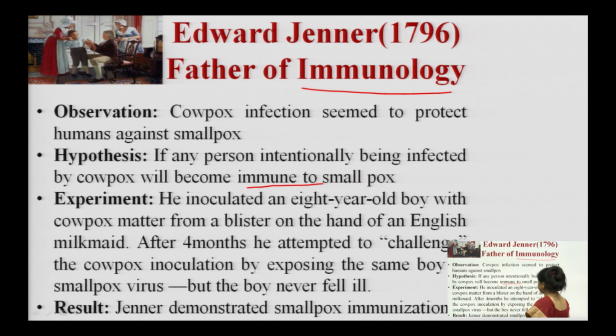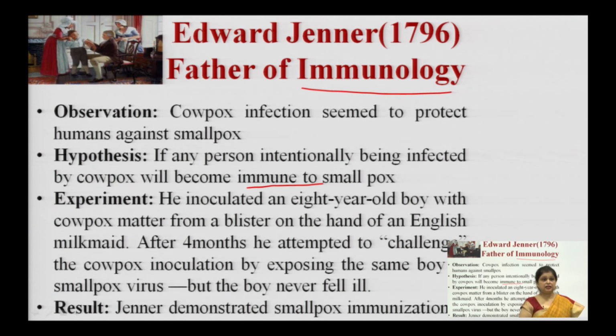The experiment he performed was that he inoculated an 8-year-old boy with cowpox matter from a blister on the hand of an English milkmaid. After 4 months, he attempted to challenge the cowpox inoculation by exposing the same boy to the smallpox virus. First he injected the boy with cowpox lesions so that antibodies would generate within the child, and after 4 months he inoculated the smallpox virus into the same child, and he proved that antibodies had been generated and smallpox would never affect this child, because antibodies had already been generated.